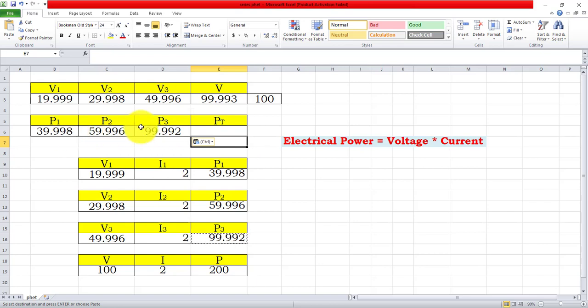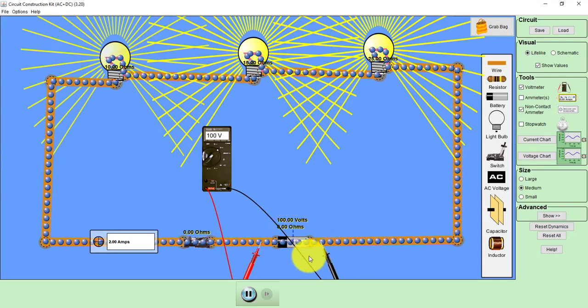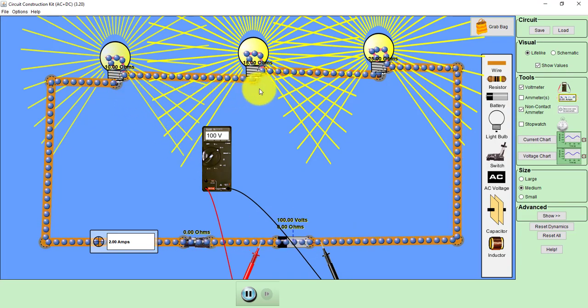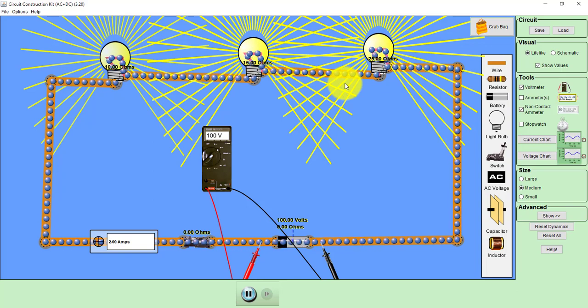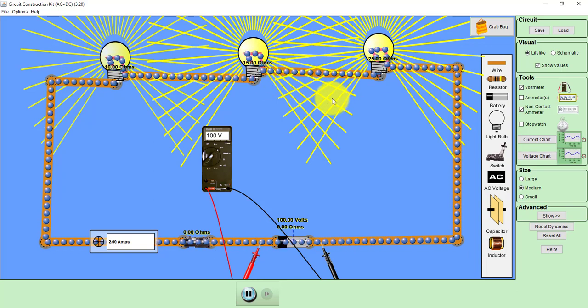Now if I add this, I should get 200. So for that, I will select this, click on auto sum. So as you can see, total power is 199.986, which is close to 200. So what we have observed here, if you calculate the total power supplied by the voltage source, that will be equal to sum of power taken by each resistor. That is, total power is P1 plus P2 plus P3 in our case.